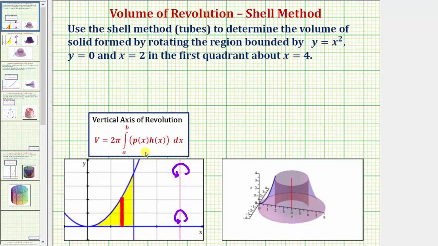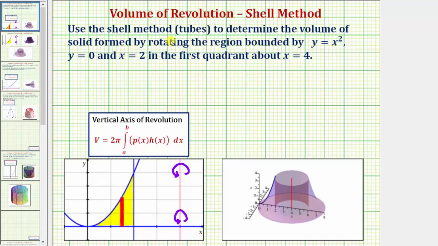So looking at our graph below, y equals x squared is this blue parabola, y equals 0 is the x-axis, and x equals 2 is this vertical line. So this yellow region is the bounded region, which will rotate about x equals 4, this red vertical line. If we rotate this region about x equals 4, it would give us this solid here, and our goal is to find the volume of this solid.